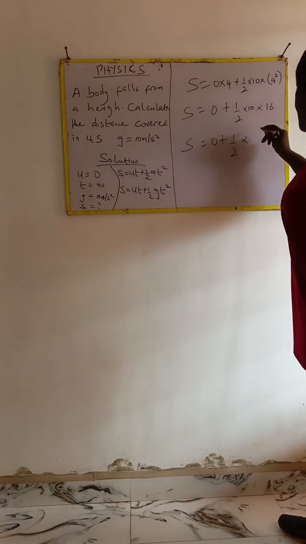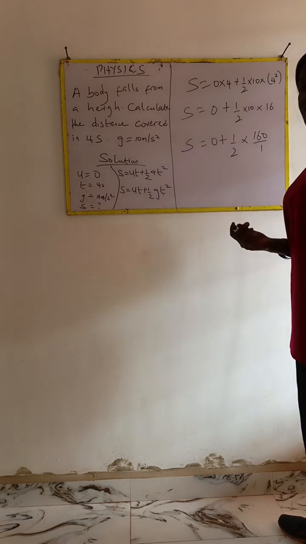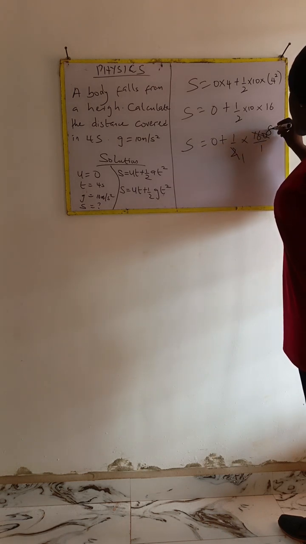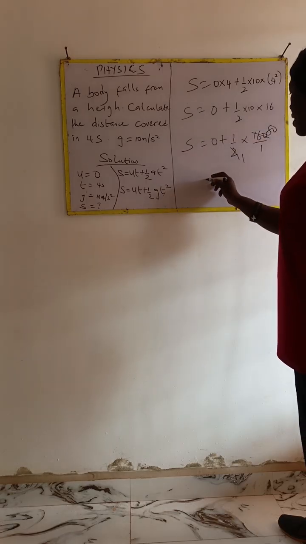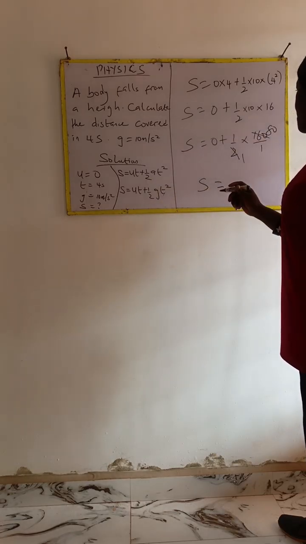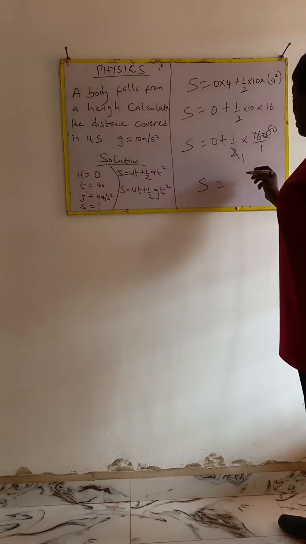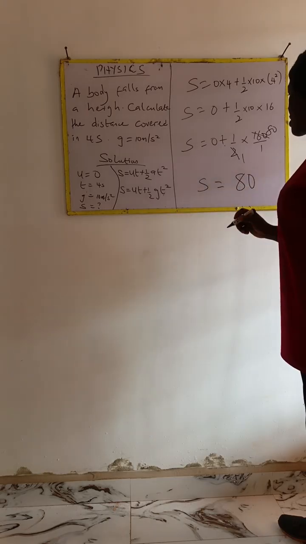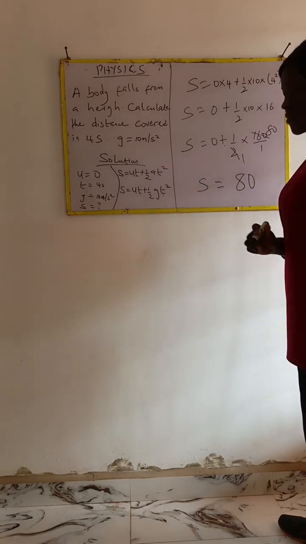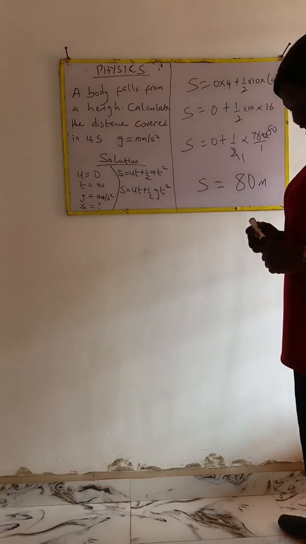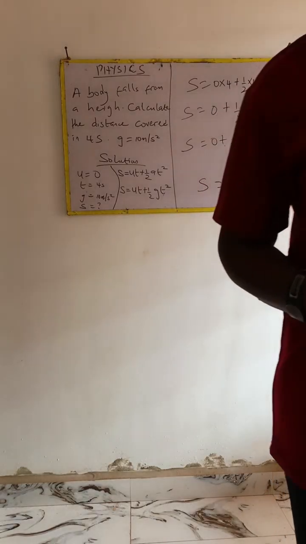times 10 times 16. I will have 160 divided by 2. So 2 cancels here, giving 80. So s will give me 80, because it's distance, 80 meters. Good. Thank you all for watching.